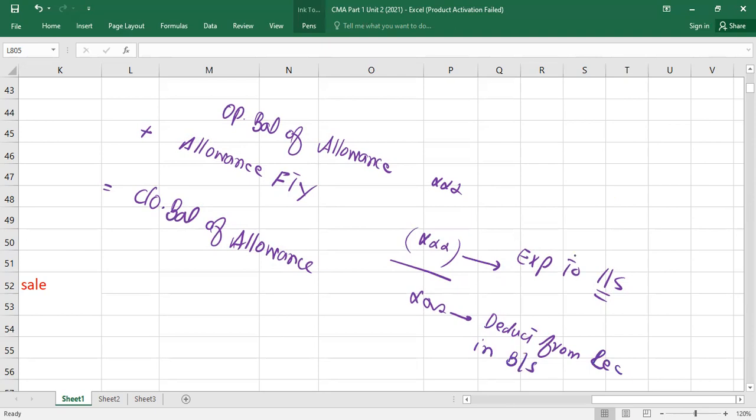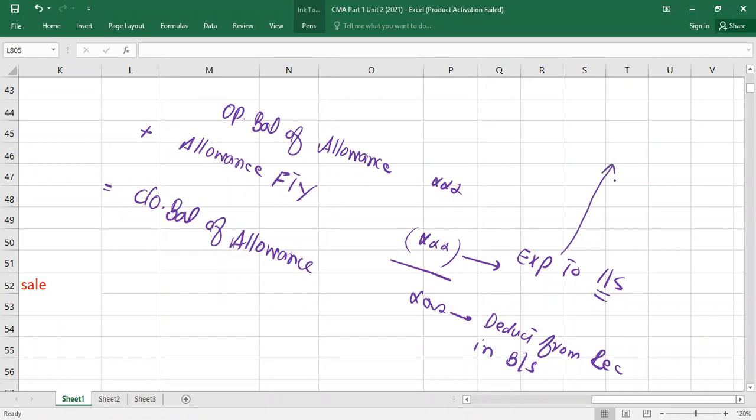Now, guys, sorry, where will we deduct it from? I will tell you, don't you worry. Just keep it in your mind. We have already discussed NRV calculation, and I will show you with an example also. So far, what we have here is expense. This value will be recorded as expense to the income statement, and this value will be deducted from receivables in the balance sheet.